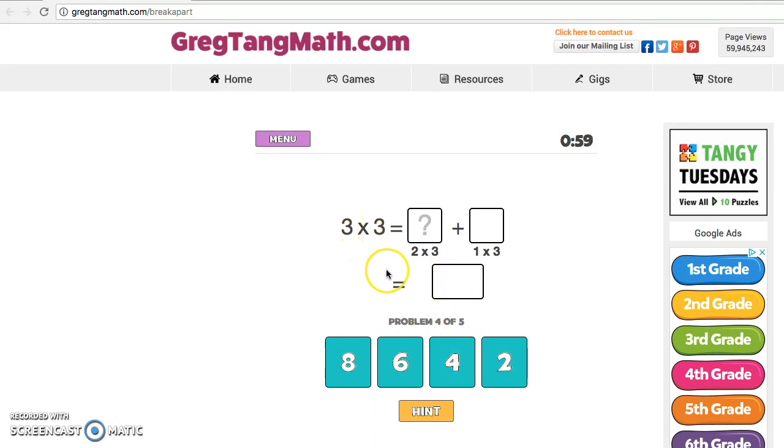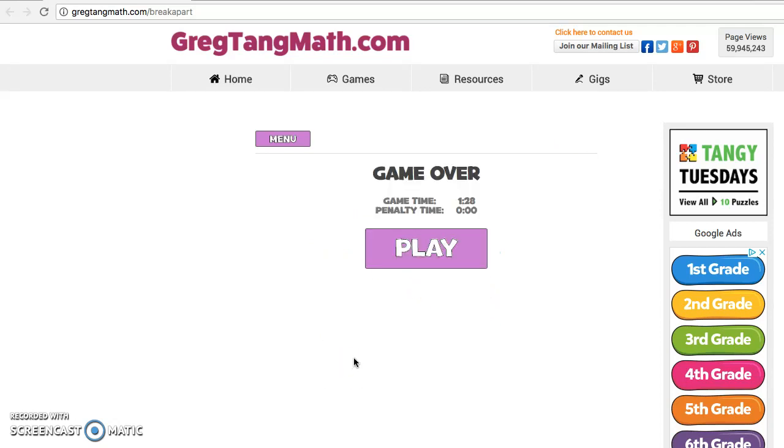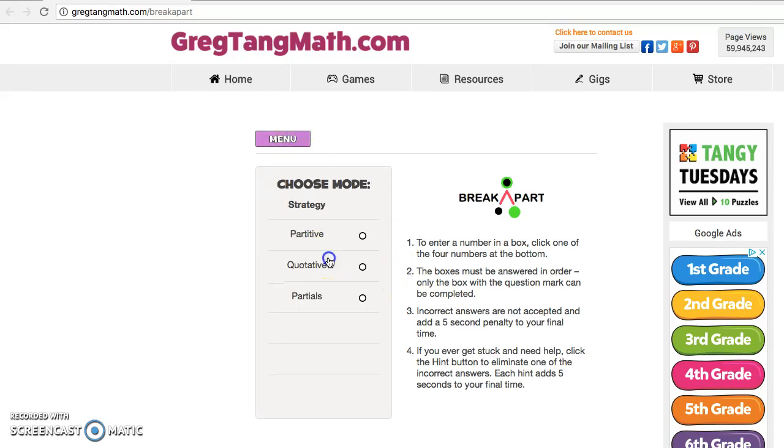3 times 3 equals, 2 times 3, or 3 plus 3, we know that is 6. Plus 1 times 3, or one group of 3, is 3. 6 plus 3, everyone, is 9. 3 times 5 equals 2 times 5. Two groups of 5 equals 10. Plus 1 times 5, we know that is 5. 10 plus 5, also 3 times 5 equals 15. Nice job on there. We are going to move right along to division.